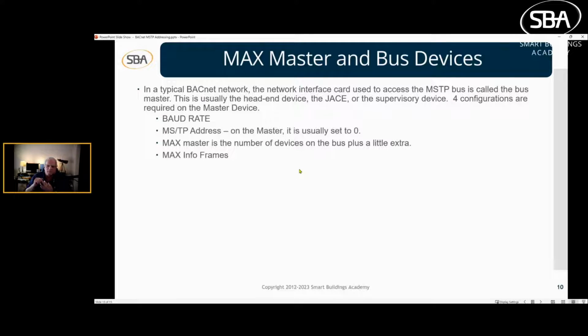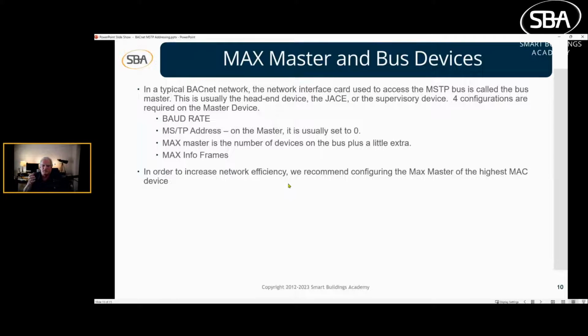On the master, it's usually 0. Max master is the number of devices on the bus plus a little bit extra. And then you have max information frames, which we'll get into in a more advanced class later. So in order to increase network efficiency, we recommend configuring the max master to the highest MAC device. So let's say I have 15 devices. I'm going to set my max master to 17. That gives me room to grow. In case I add another device, it'll auto detect that device and assign it. Give yourself a little buffer space, but don't let it just sit at 127.